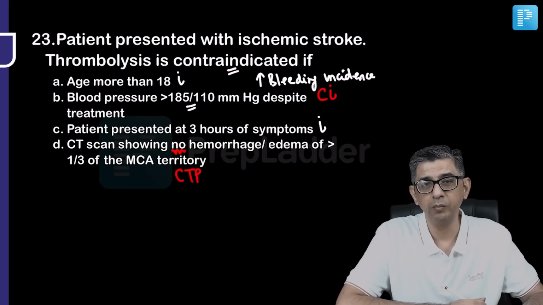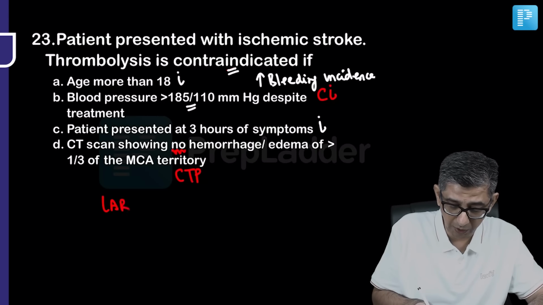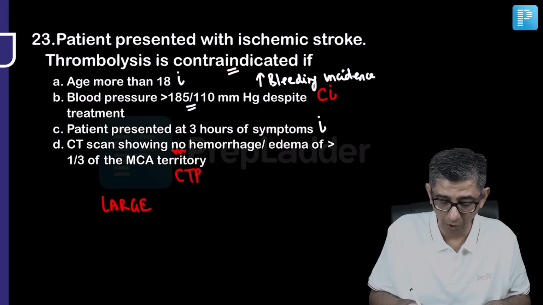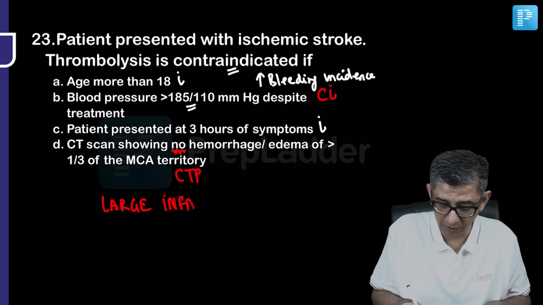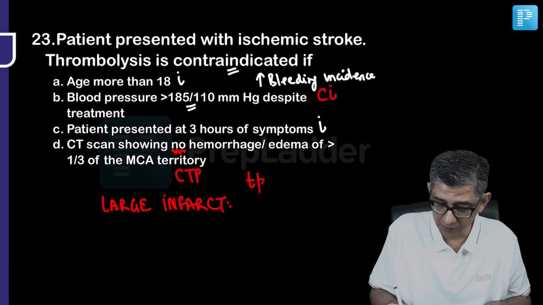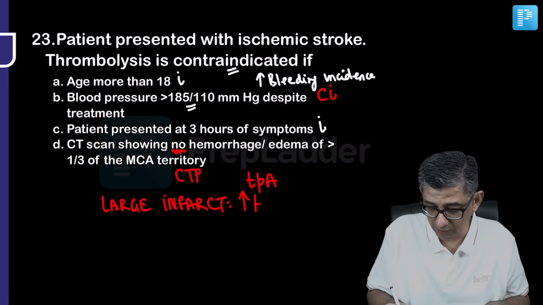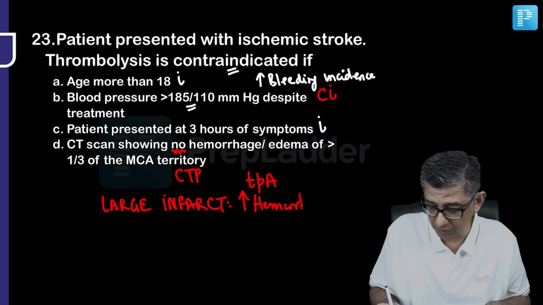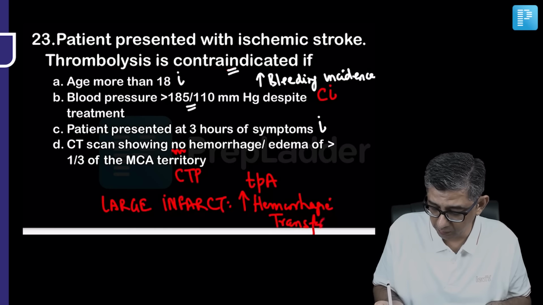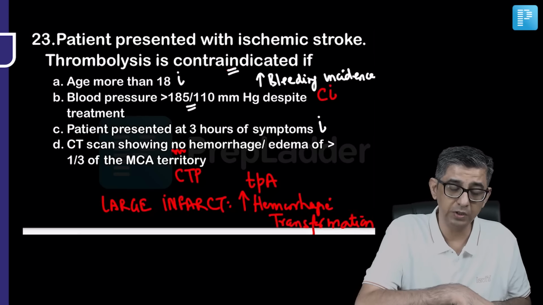Guys, what I want you to remember is that whenever there is a large infarct present, if it's a multi-lobar infarct, spanning across multiple lobes of the brain, and you do thrombolysis in a person with a large infarct, there is increased incidence of hemorrhagic transformation. There are increased chances of bleeding within it. So the first thing that I want you to remember is that whenever you are doing thrombolysis, you can do thrombolysis if the CT scan is normal.